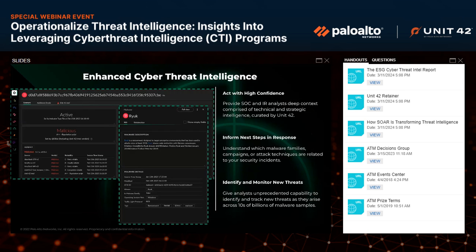And so in this example here, you can see how intelligence for a single hash, which is, by the way, ingested from multiple sources, has been aggregated into essentially one centralized indicator view. And what we're looking at here happens to be a hash for Ryuk ransomware.